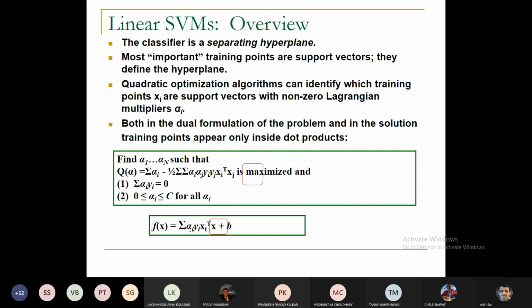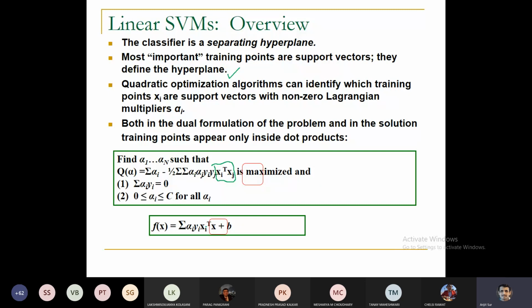So this is the summary of linear SVM. The classifier is a separating hyperplane. Most important training points are the support vectors. They define the hyperplane, which we also understand. The quadratic optimization algorithm can identify which training points xi are support vectors with non-zero Lagrangian multiplier alpha. That is the solution of this problem. In both the dual formulation of the problem and its solution, the training points appear inside a dot product. This is important.